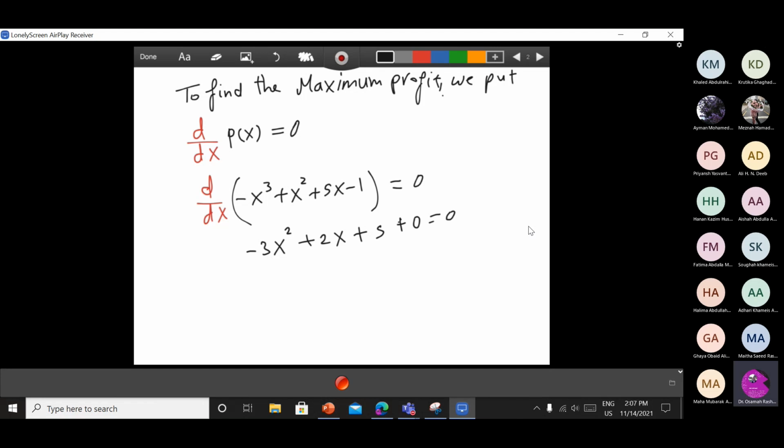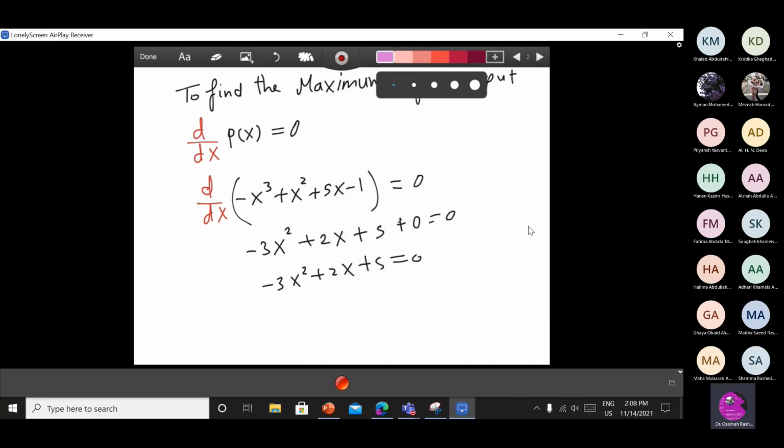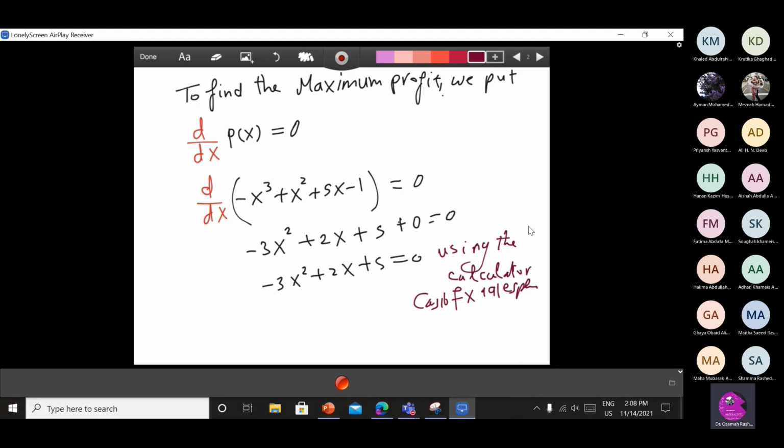so equal to 0. Now I would like to solve minus 3x squared plus 2x plus 5 equal to 0. You can use the factorization or you can use your calculator, right? Let's do it by the calculator. I'm using the fx 991ES Plus Casio. So you go for mode, go for equation, go for ax squared plus bx plus c.